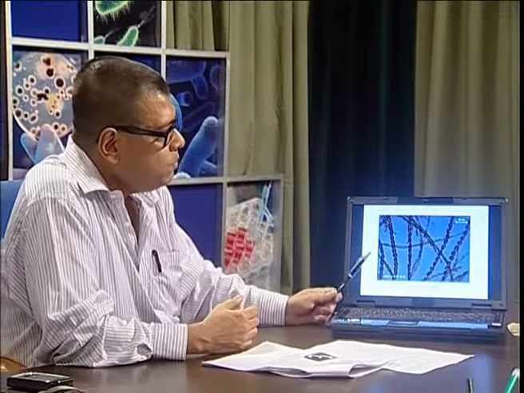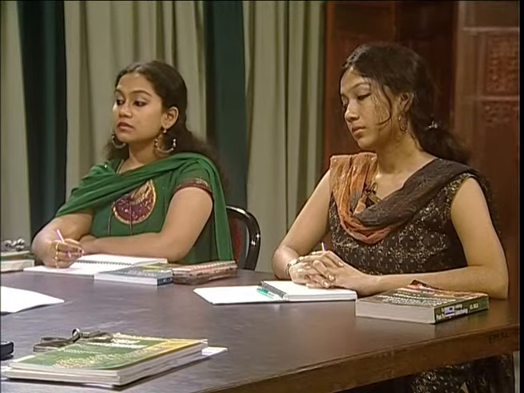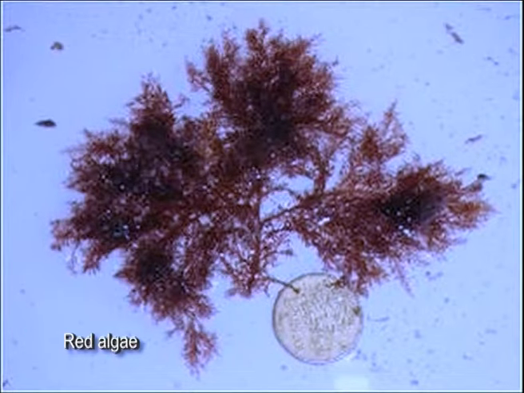This is a higher group of algae represented by this brown filament, and the brown color of this algae is because of a brown or golden-brown pigment called fucoxanthin. But apart from fucoxanthin, they may also have chlorophyll pigments. The red algae represent the common seaweed, and the red color is due to phycoerythrin.